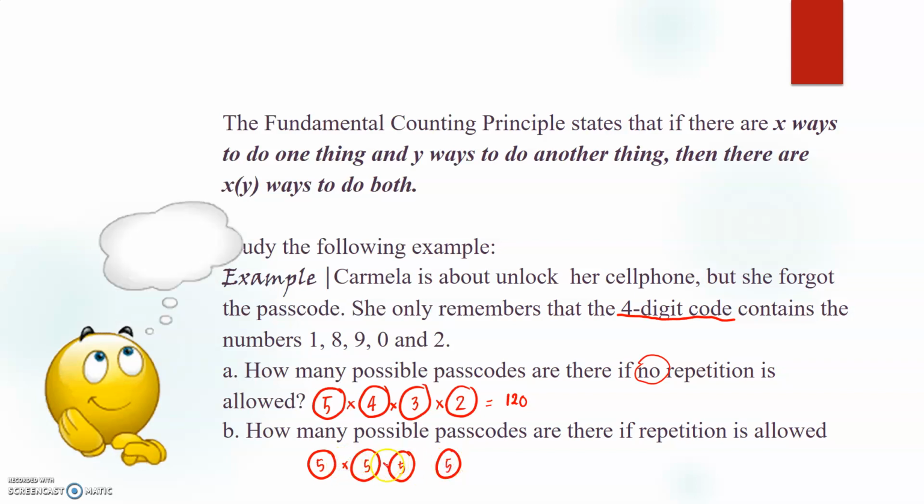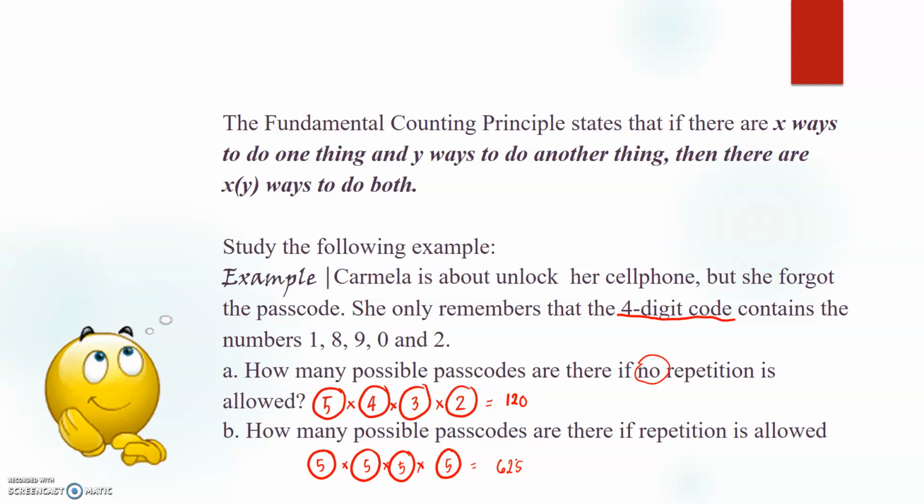So what we have here is 5 times 5 times 5 times 5. And multiplying, we have 625. So with repetition, we have 625 possible passcodes for Carmela's cell phone.